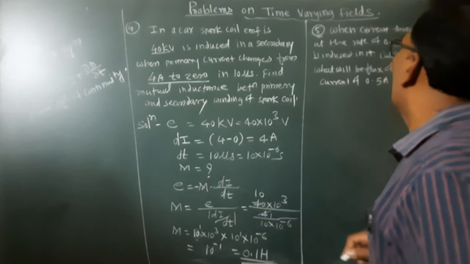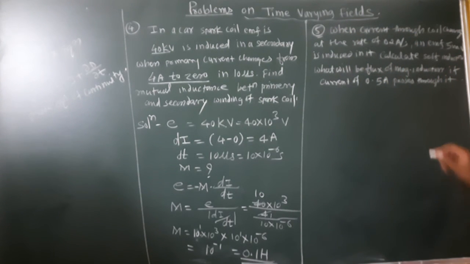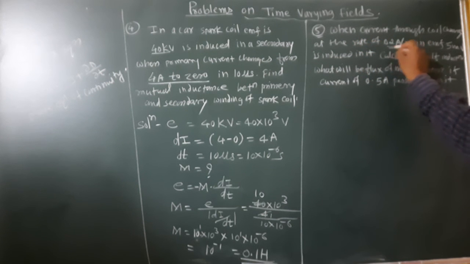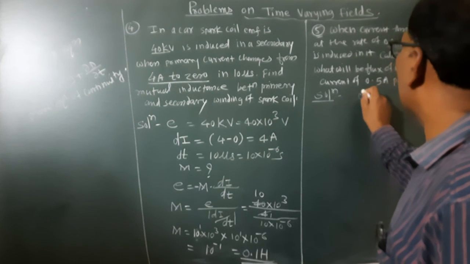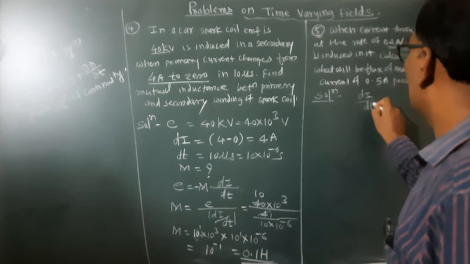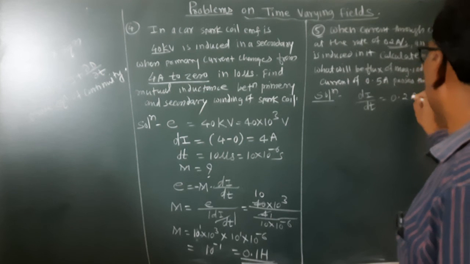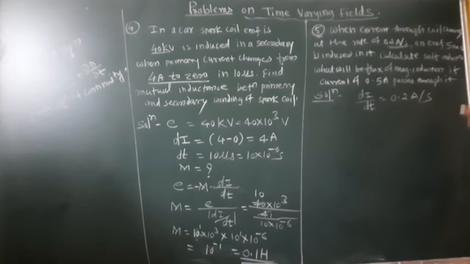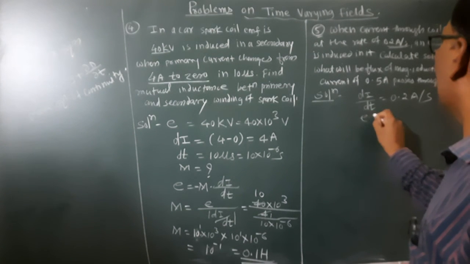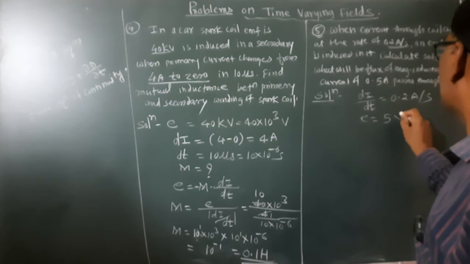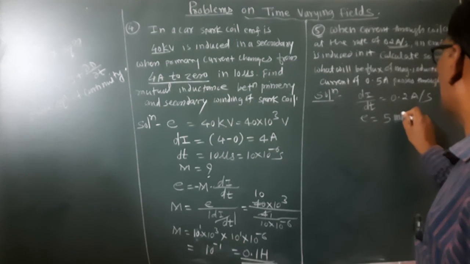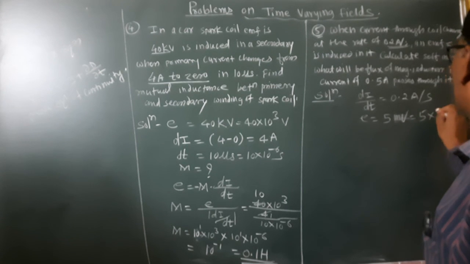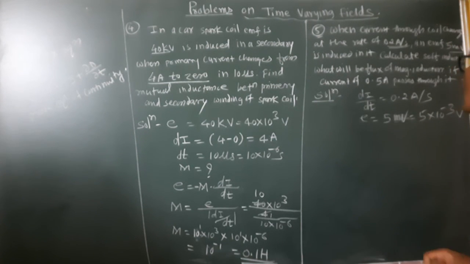Now the second problem. When the current through the coil changes at a given rate, what is the rate? dI by dt is given as 0.2 ampere per second, and the EMF is given as 5 millivolt. E is equal to 5 milli, that is 5 millivolt, which is nothing but 5 into 10 to the power minus 3 volt.